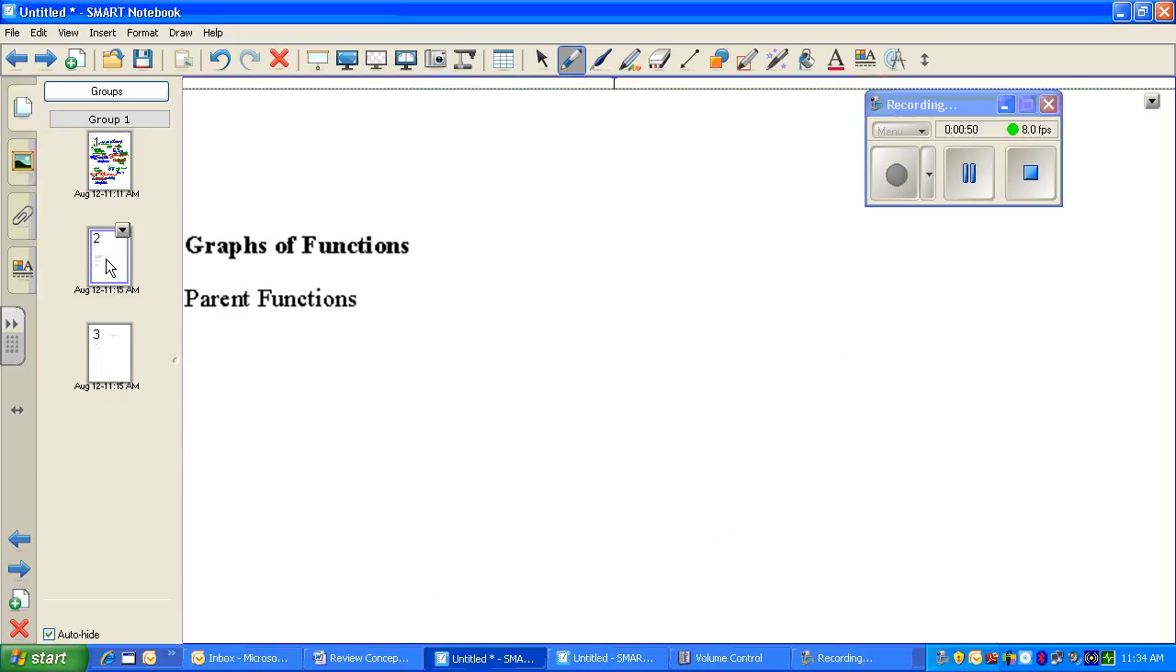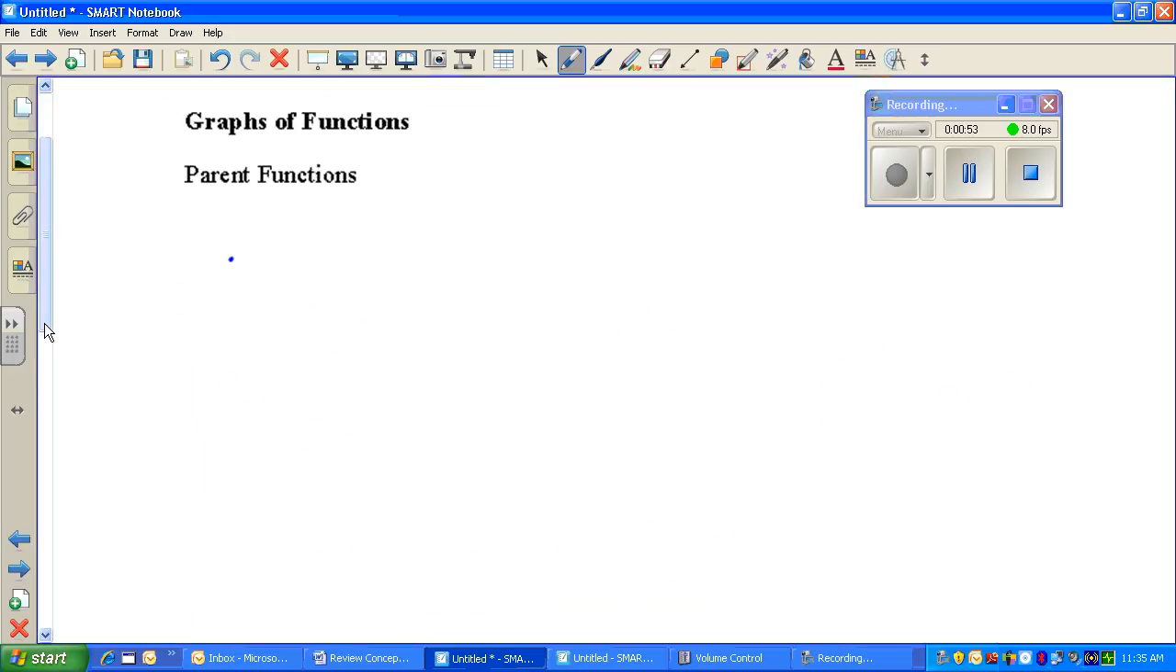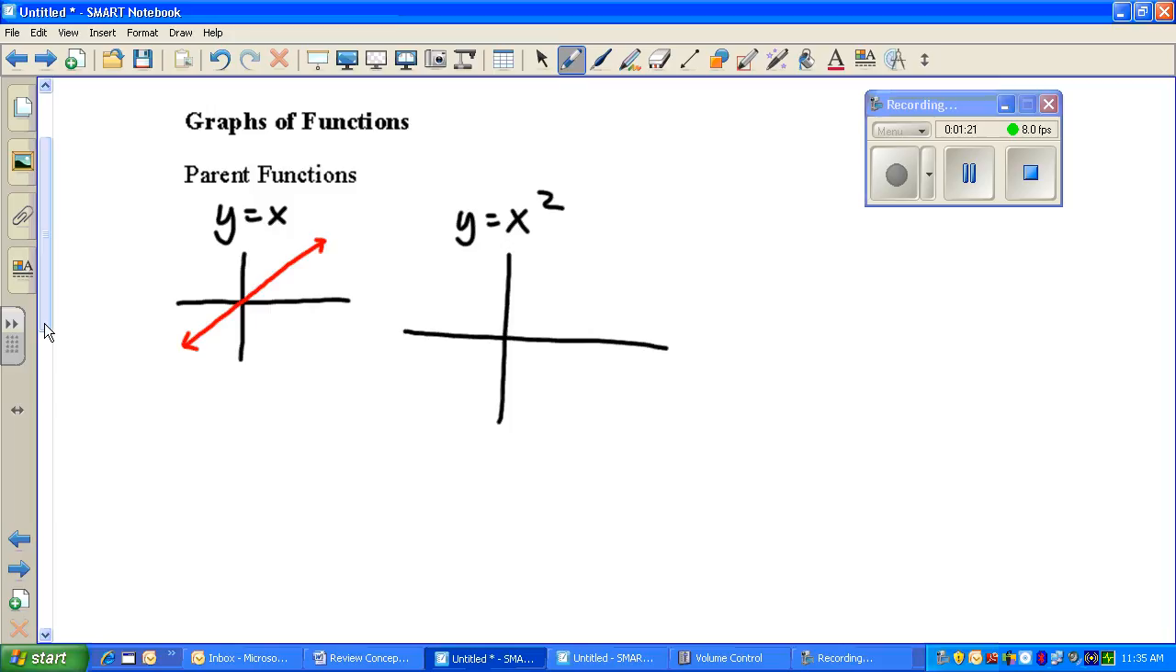So let's go further into graphs of functions, and let's recall the parent functions. We have a linear function, which is just going to be a straight line. If I wanted to graph it, in standard form, that linear function would be the equation y equals x, and it would go right through the origin with a positive slope. Y equals x squared is a parent function, and that is my quadratic. Notice that it's opening up, and it's what we call standard length.